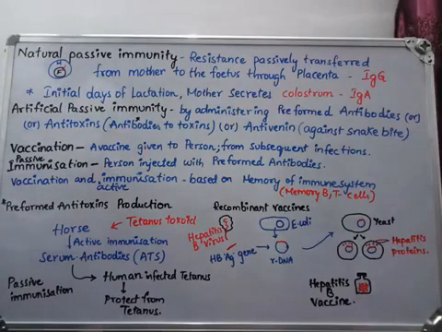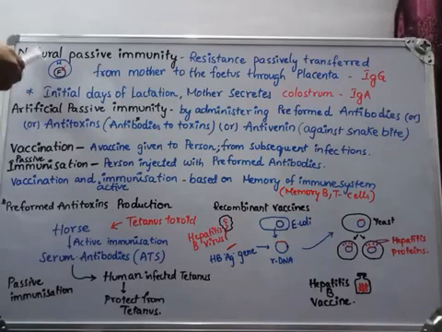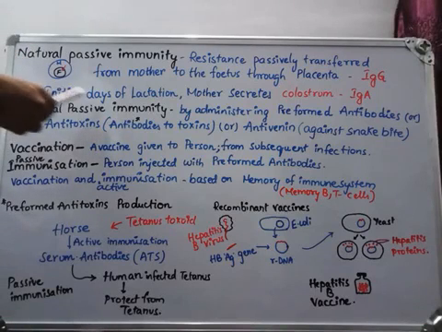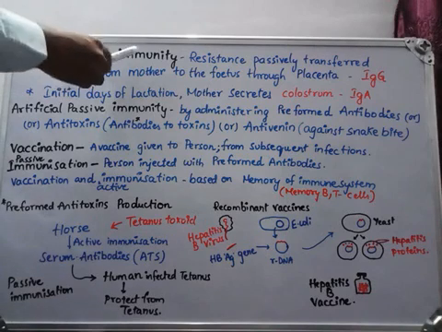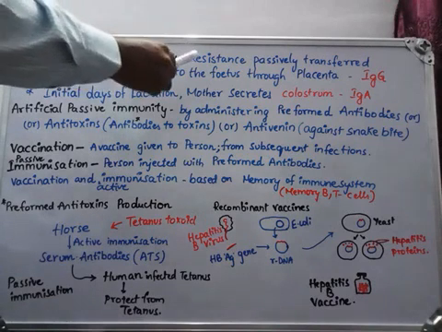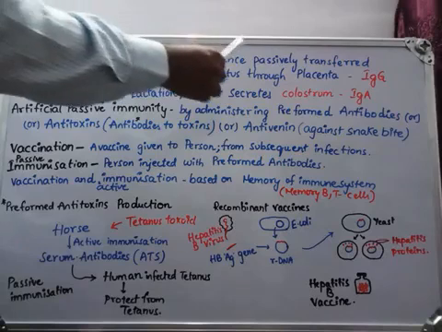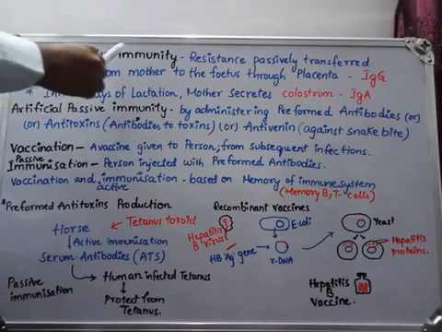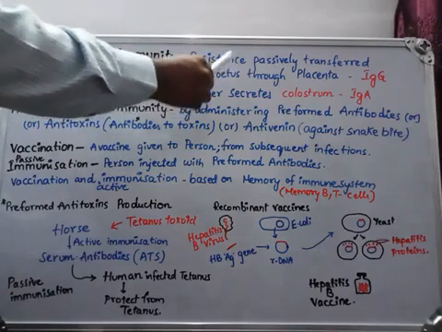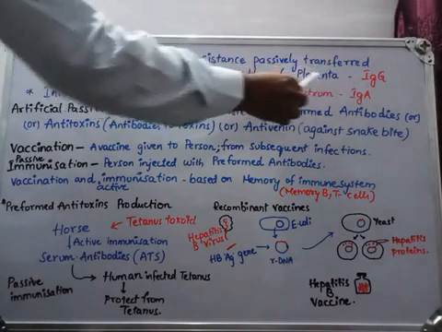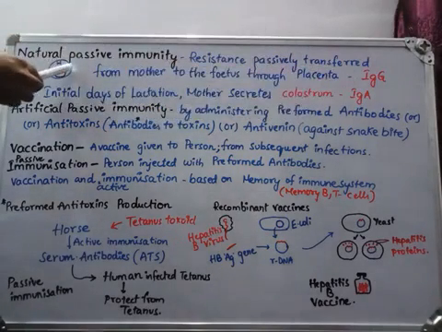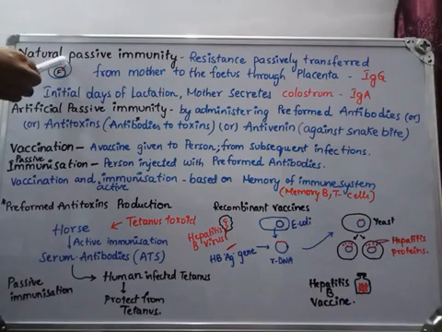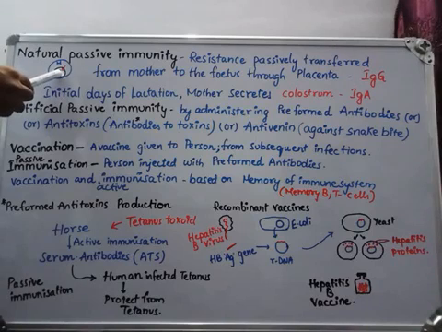Passive immunity is of two different types: natural passive immunity and artificial passive immunity. In natural passive immunity, the resistance is transferred from person to person by means of antibody transfer. One example is during pregnancy, where IgG antibodies are transferred from mother to fetus through the placenta. So the mother's immune system is transferring IgG antibodies to the fetus, and the fetus is protected from further infections.